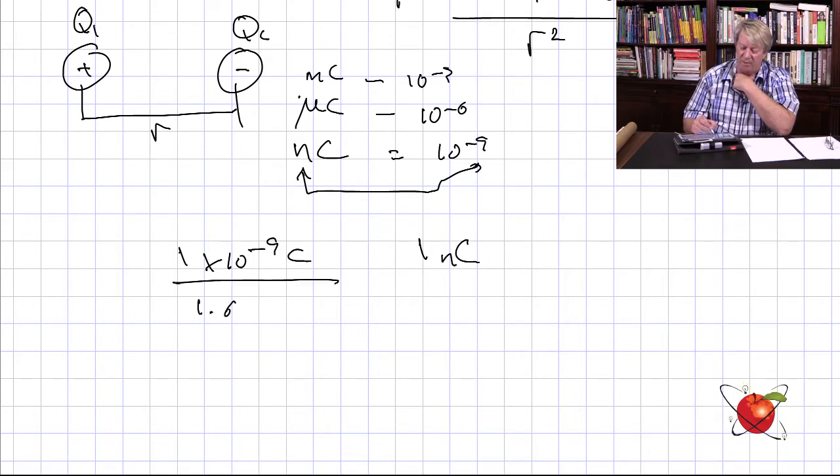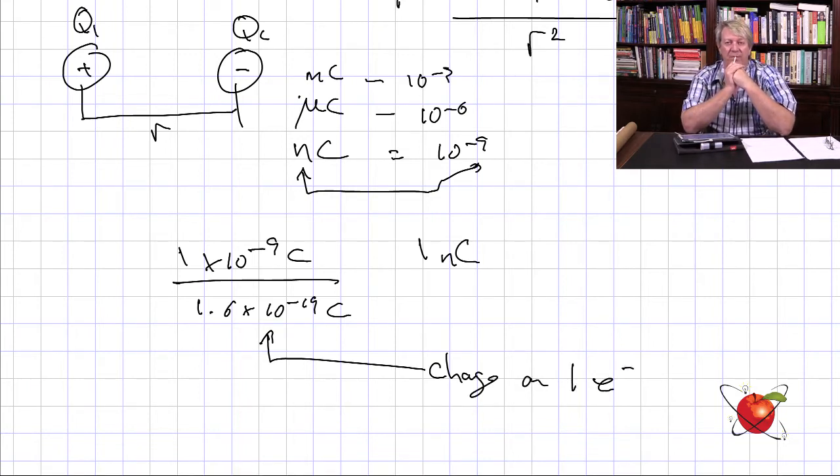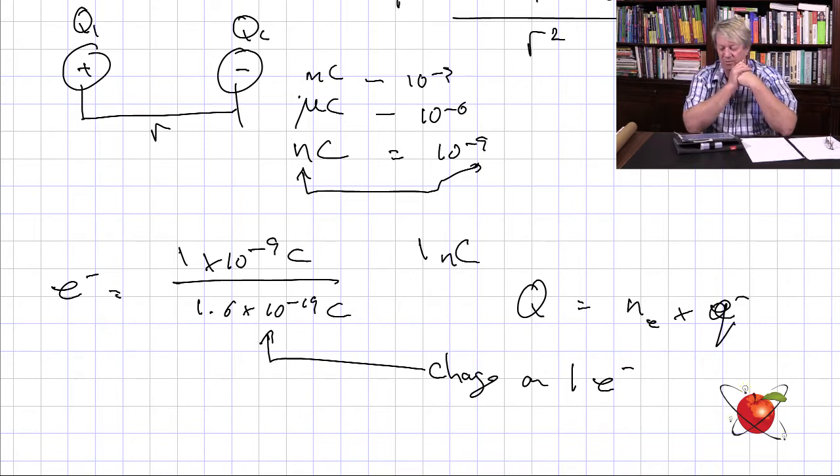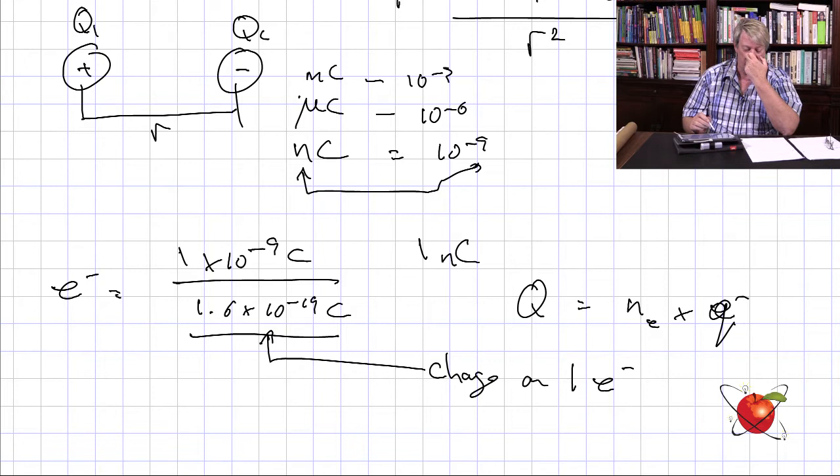We would divide that by 1.6 times 10 to the minus 19 coulombs. Why? Because that is the charge on one electron. Okay? So essentially, charge divided by that gives the number of electrons, doesn't it? Or you could also say that the charge is equal to the number of electrons times the charge on one electron, which is, let's say, Q. Okay? Simple. Because each electron you take off and put on puts a charge of that onto it. Right? So that would give us the number of electrons.